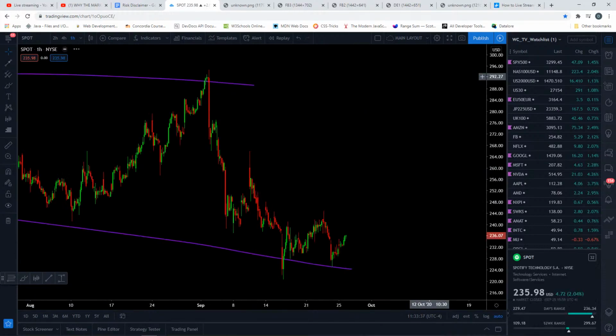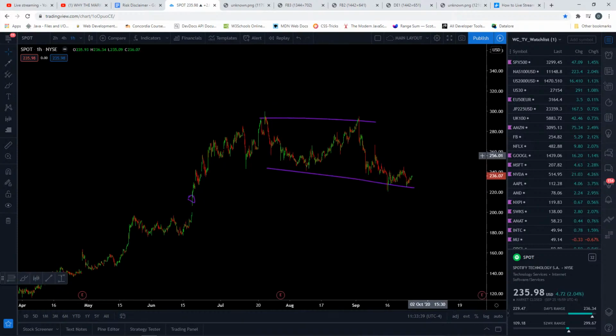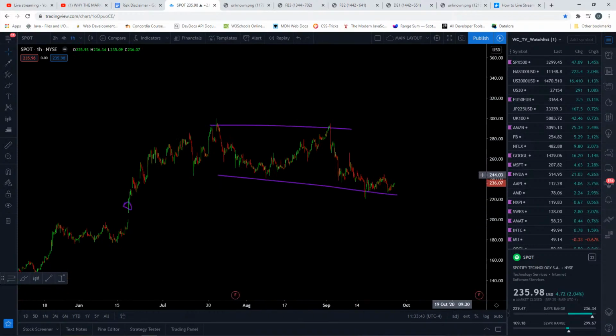Oh yeah, Spotify as well. What am I doing? Spotify is really good as well. Nice sideways. Look for buys. This can go really up. So yeah, that's it.